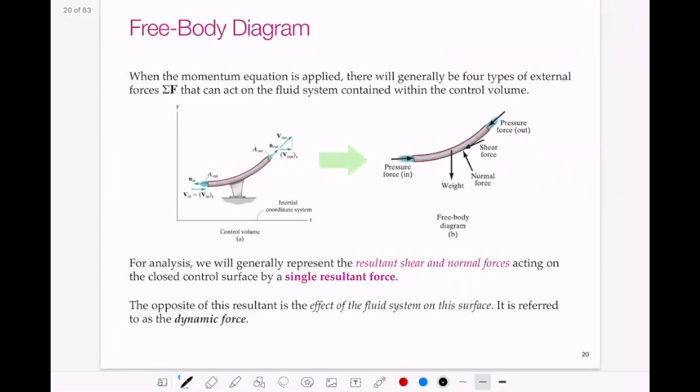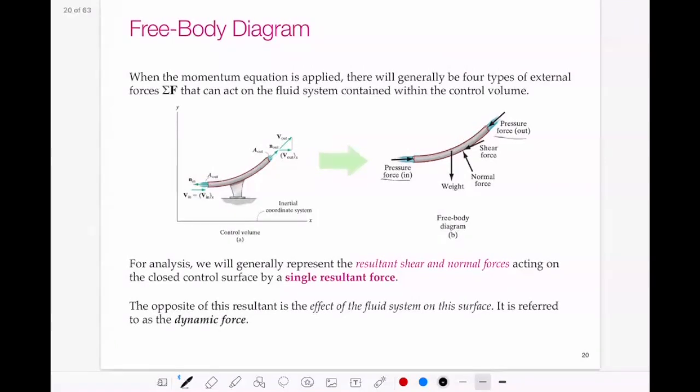So when the momentum equation is applied, there will generally be 4 types of external forces that can act on a fluid system contained within the control volume. So there would be pressure at the inlets and outlets from the fluid. There would be the weight of the fluid. There would be a normal force and a shear force. So they're counting pressure as the same force here, pressure in and pressure out. There might be different values, but pressure is one force, weight is another force, a normal reaction force, and a shear force along section of pipe.